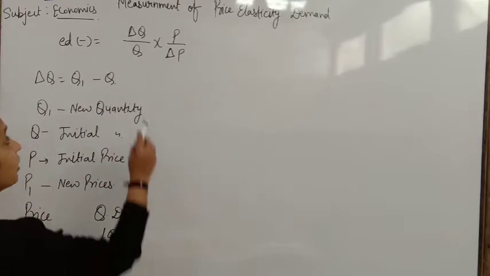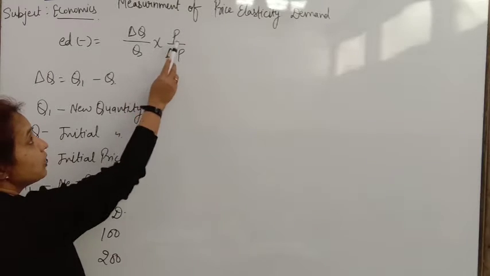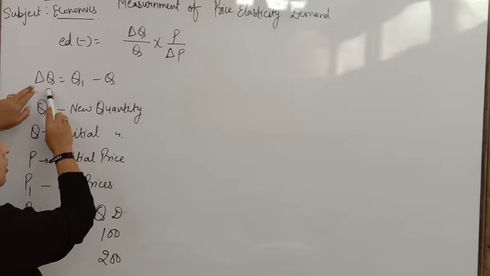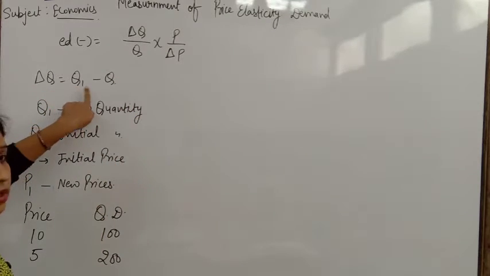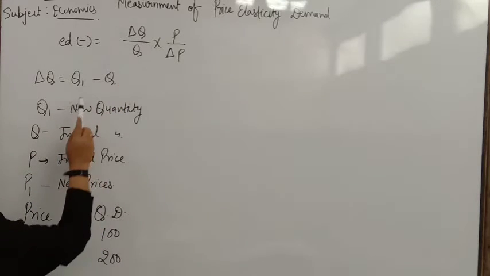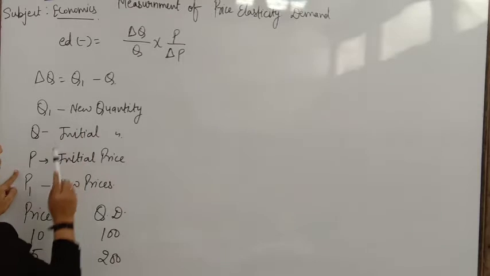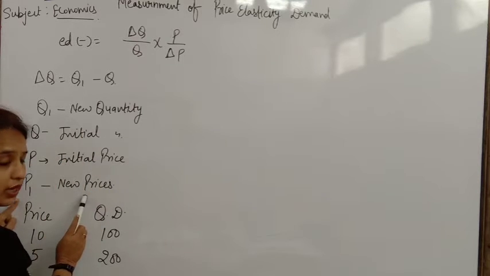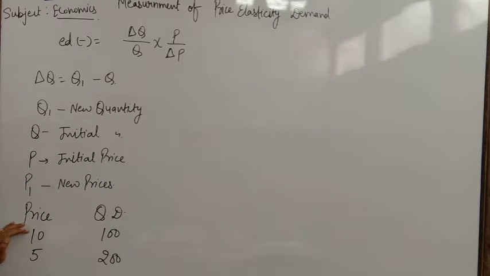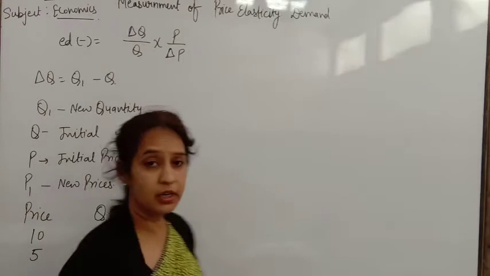Here we have the formula: change in Q upon Q into P upon change in P. Change in Q, what is the formula of that? Q1 minus Q. Q1 means new quantity, Q is the initial quantity, P is the initial price, P1 is the new price. So we are going to solve the question which I have written here.